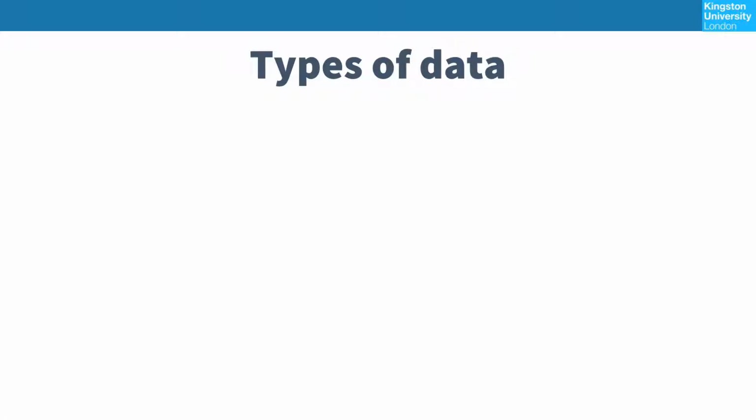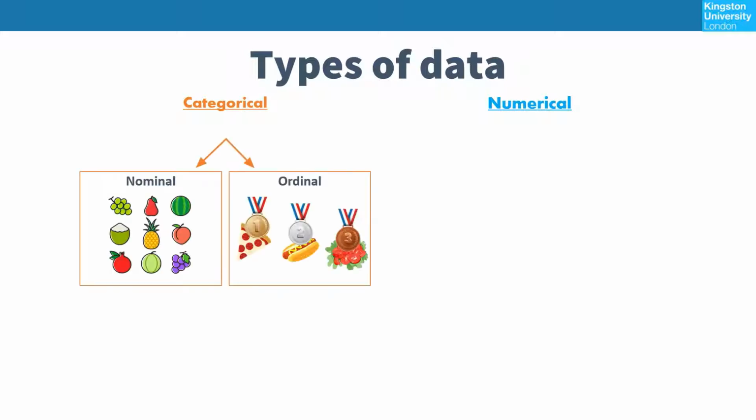There are two main groups of data. There is categorical data and numerical data. Categorical data can be further subdivided into nominal and ordinal data. Nominal data refers to any type of data that does not have a particular scale and is normally grouped into categories. So nominal comes from name, so any type of data that is normally labeled or has particular names, such as different colors, different days of the week, or different fruit, would be nominal data.